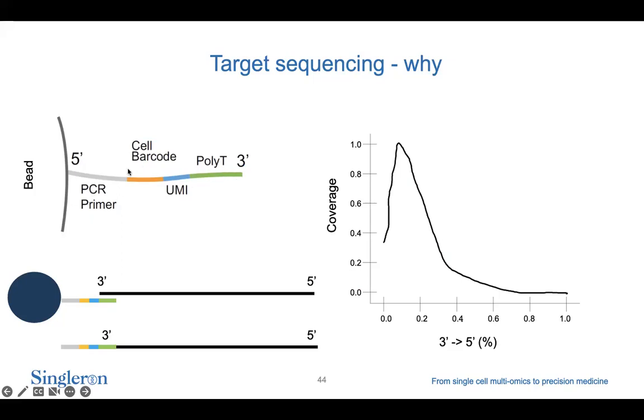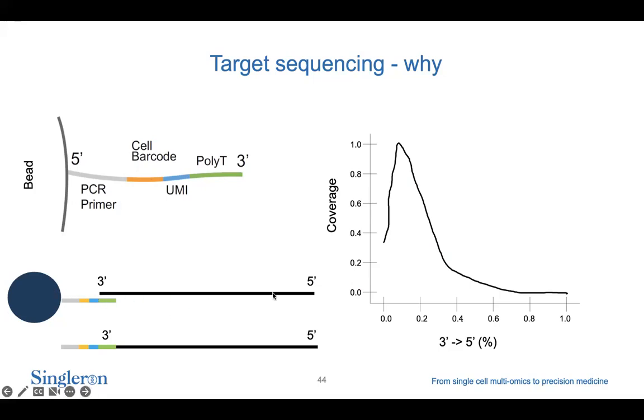Basically, you use the poly-T sequence to capture the mRNAs. On the picture below, you can see the bead with this oligo attached to it. I have to say that there are millions of these oligos, so only one is shown in this picture.